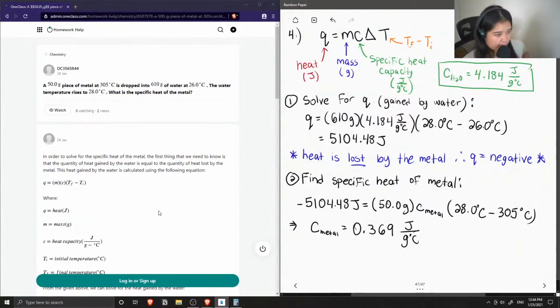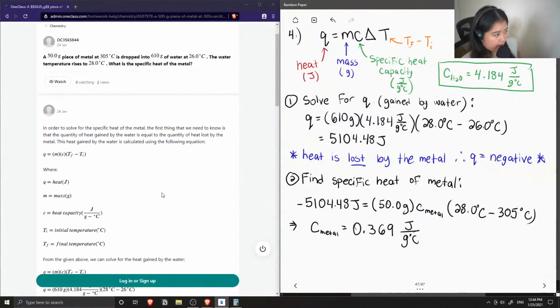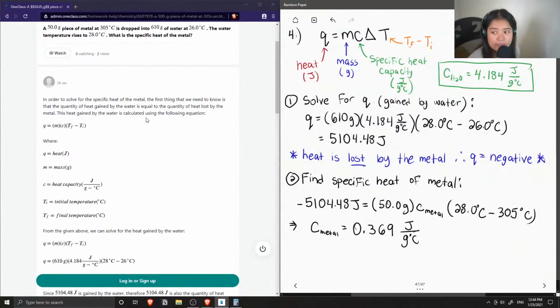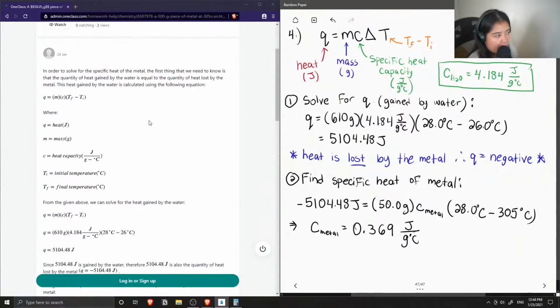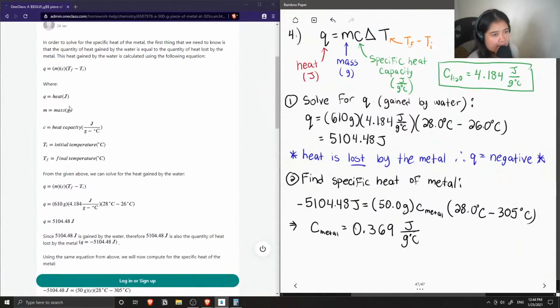Okay, so now let's see what the junior tutor said. In order to solve for the specific heat of the metal, the first thing that we need to know is that the quantity of heat gained by the water is equal to the quantity of heat lost by the metal. This heat gained by the water is calculated using the following equation, Q equals mc times final temperature minus initial temperature. And then they just defined all of the different variables.